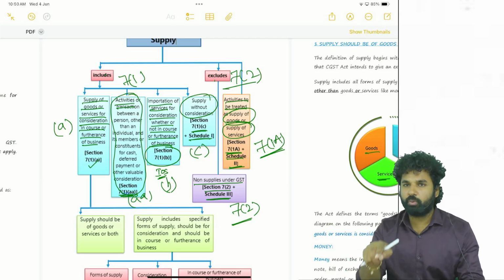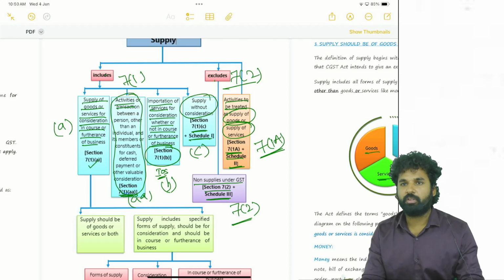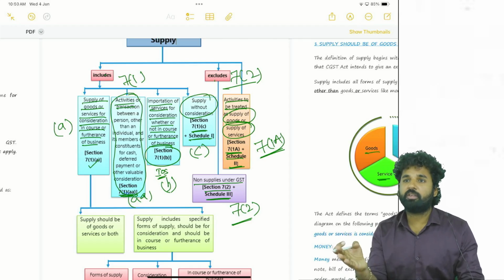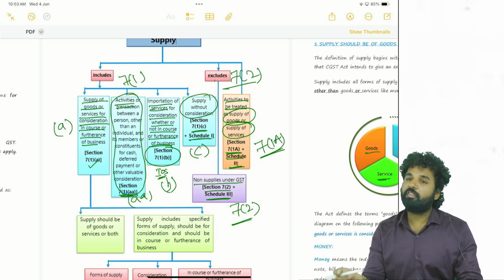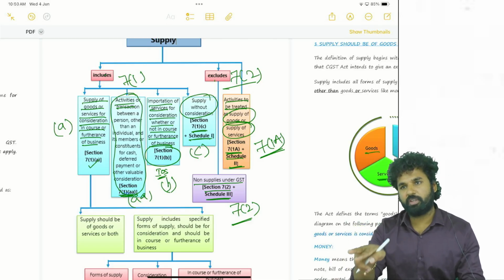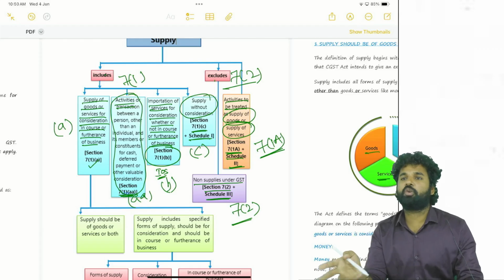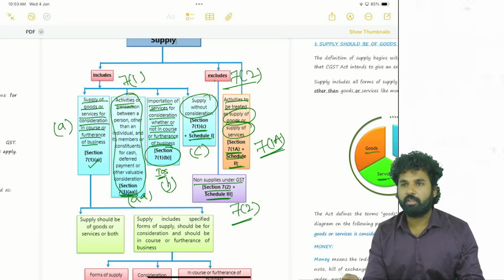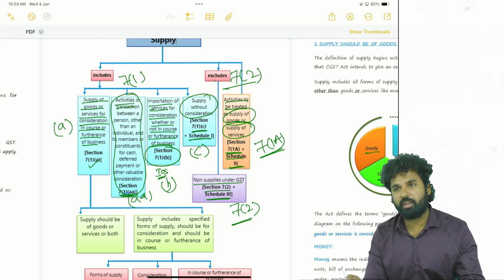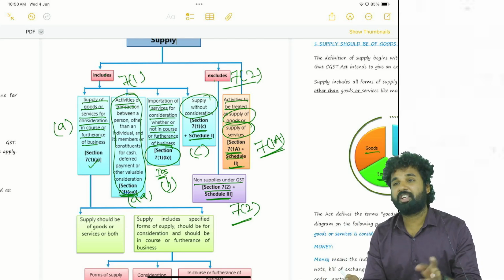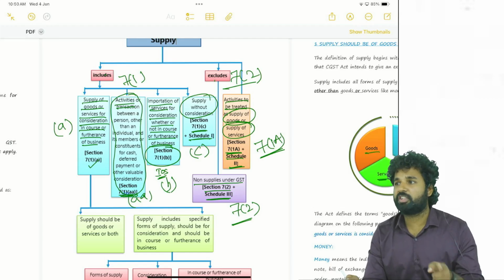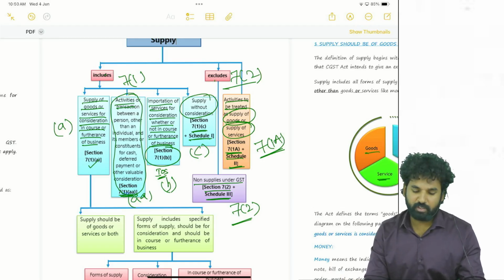So whenever it is a good, whenever it is a form of supply, later on we have to see business and consideration. Even if there is no business, even though there is no consideration, still there is a chance that it could be a supply. How is there a chance? There is Section 7 subsection 1 clause B and clause C, which relax the requirement of consideration and of course or furtherance of business. You got it? Right.